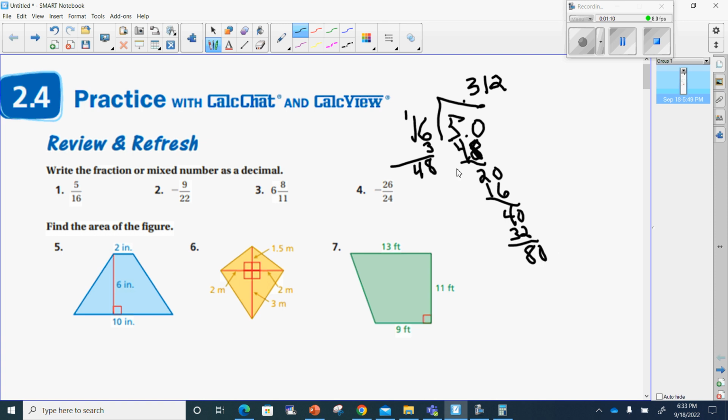And once again, I can say 16 goes into 80. Let's see. I'm wondering if it goes into it 6 times. I'm going to check really here. No, it won't be 6. I take that back. Let's find out here. Maybe 5. Let's try 5.